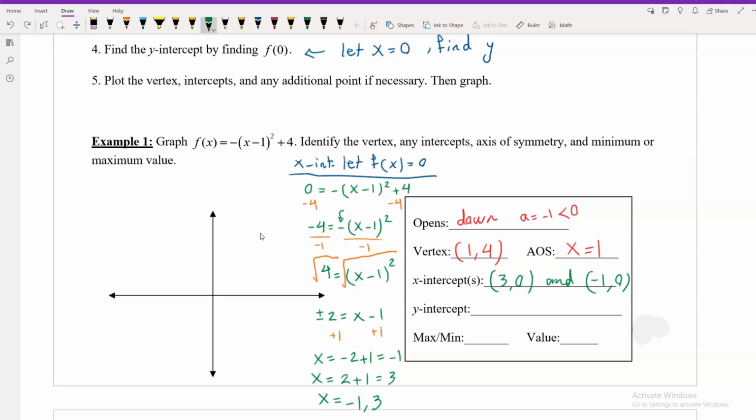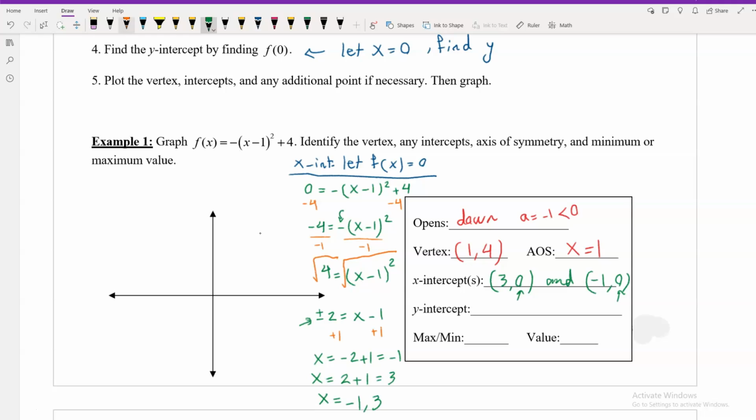And then solving for x, add 1 to both sides. We're going to have x equal to negative 2 plus 1 and positive 2 plus 1. So the answer for x is negative 1 or positive 3. Based on that, for our x-intercepts, when y is 0, x is 3, and when y is 0, x is negative 1. So we have these 2 points: (3, 0) and (negative 1, 0).